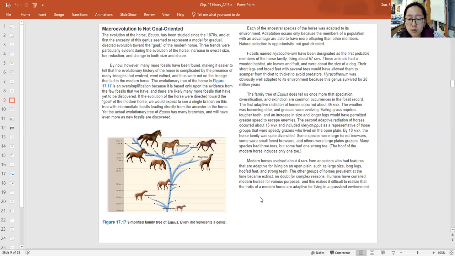The other groups of horses prevalent at the time became extinct, no doubt for complex reasons that we are still discovering to this day. Humans have corralled modern horses for various purposes, and this makes it difficult to realize that the traits of a modern horse are adaptive for living in a grassland environment, because we actually keep them in barns and we keep them in fields, which are kind of similar to the environment, but very controlled.